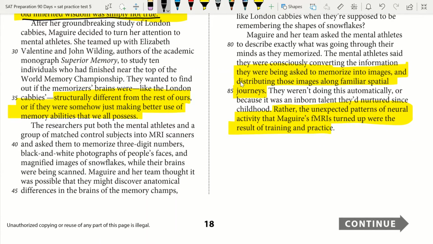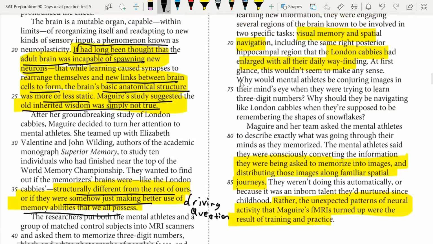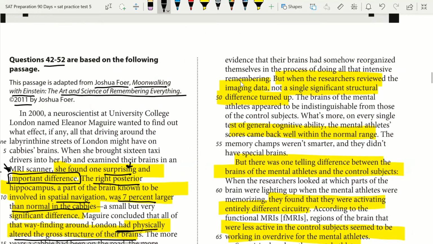Next, as we go down, we see that we have, like the London cabbies, structurally different from the rest of ours, or if they somehow are just making better use of the memory abilities that we all possess. So this right here is giving me my driving question behind my investigation. Anytime that I have a driving question behind my investigation for the science section, and keep in mind this is a science passage, I want to make sure that I highlight that. So in this case, this driving question is, are these great memorizers, do they have different shaped brains than ours, in the sense that it's shaped differently with certain parts being larger versus smaller, or are they just using it differently? So that was our driving question behind this. So anytime I have a driving question on the SAT science section, I'm going to highlight that.